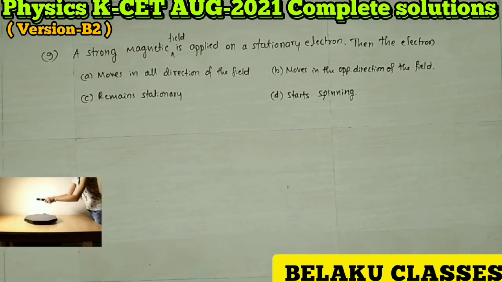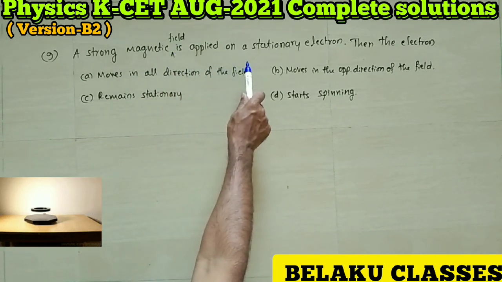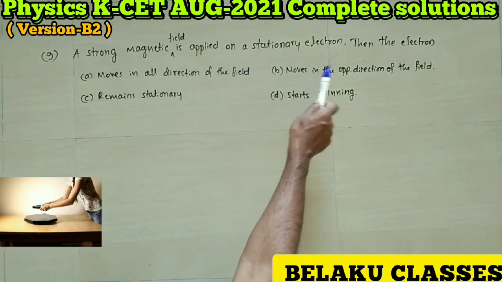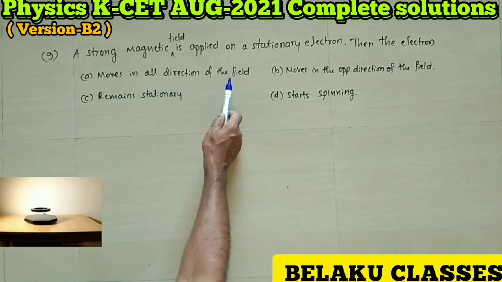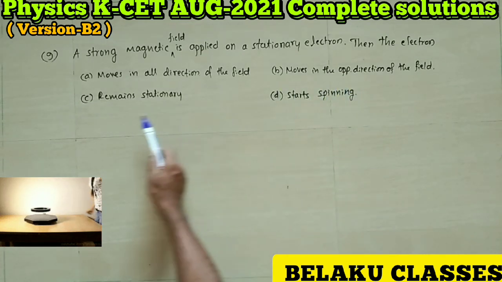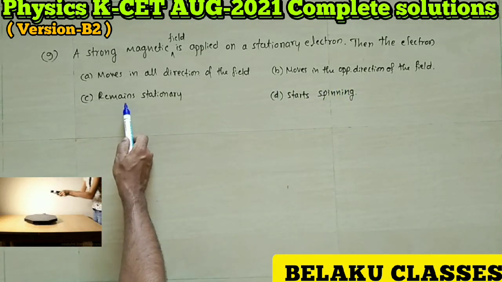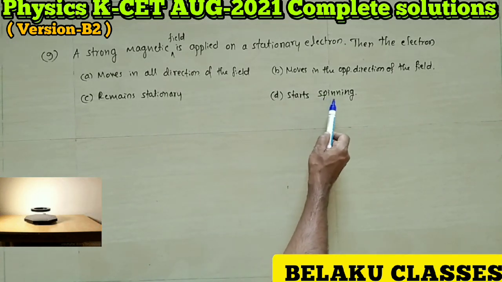Next question: a strong magnetic field is applied on a stationary electron. Then the electron, option A, moves in the direction of the field; option B, moves in the opposite direction of the field; option C, remains stationary; and option D, starts spinning.